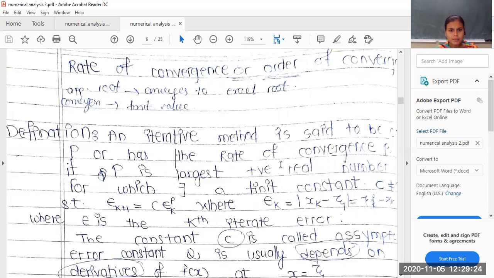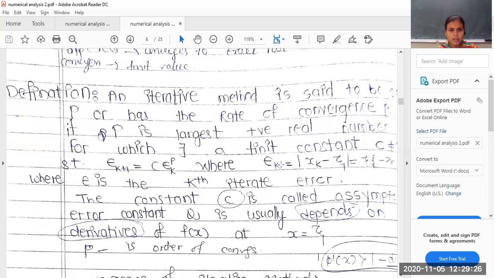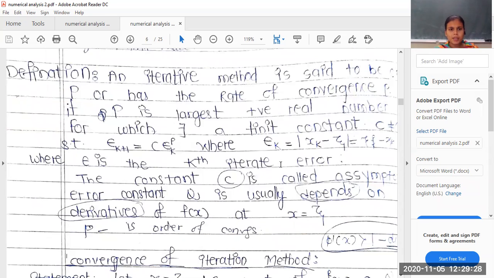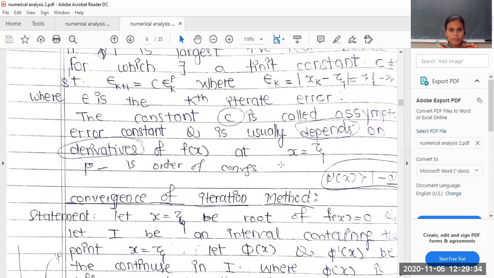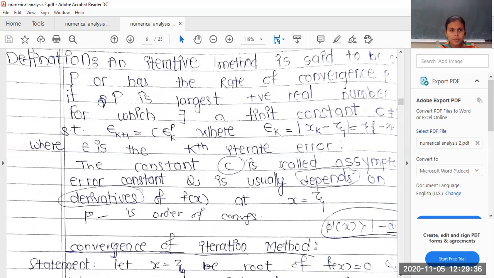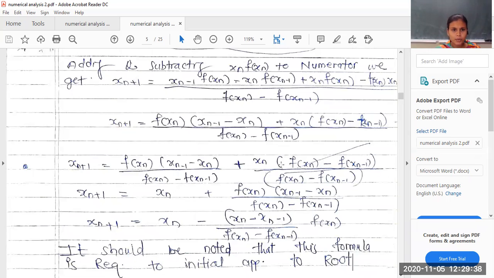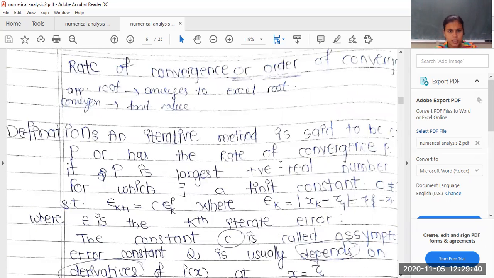Okay. Now, an iterative method is called a step-by-step procedure. Okay, now let us start today's lecture. This we have seen in the last lecture. Now here we are going to discuss the rate of convergence or the order of convergence.